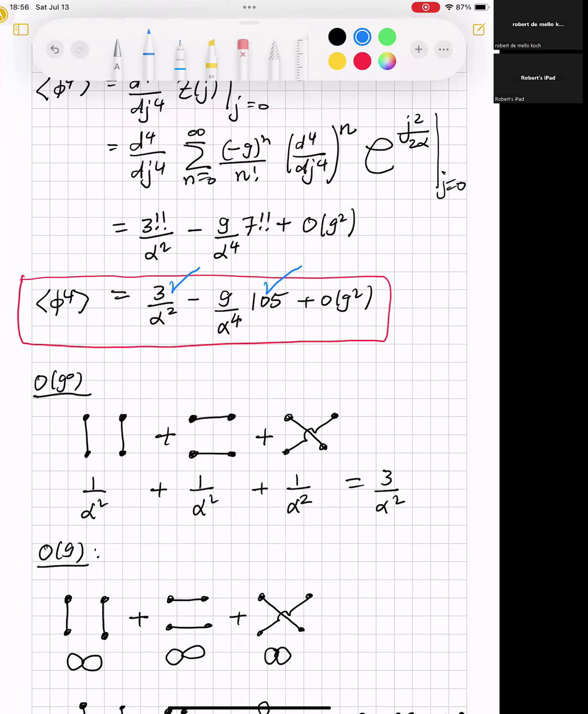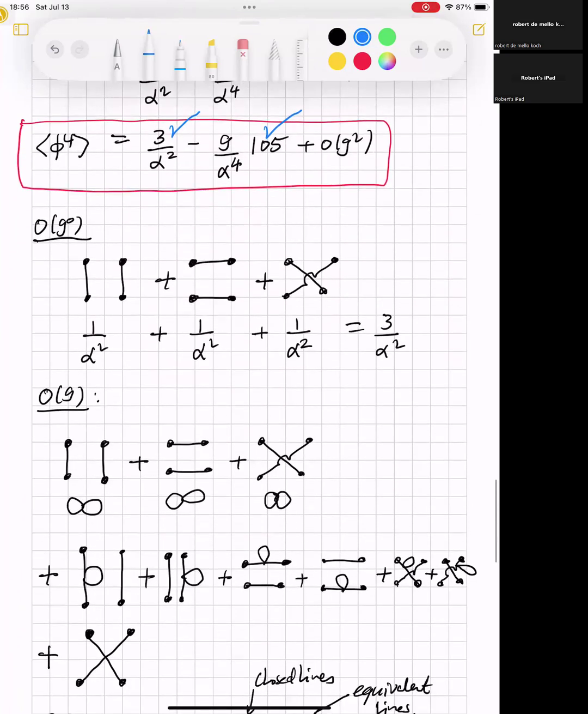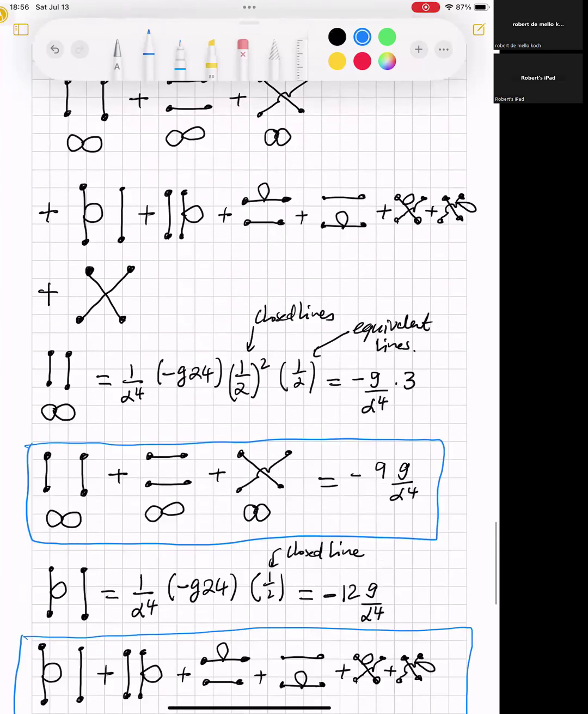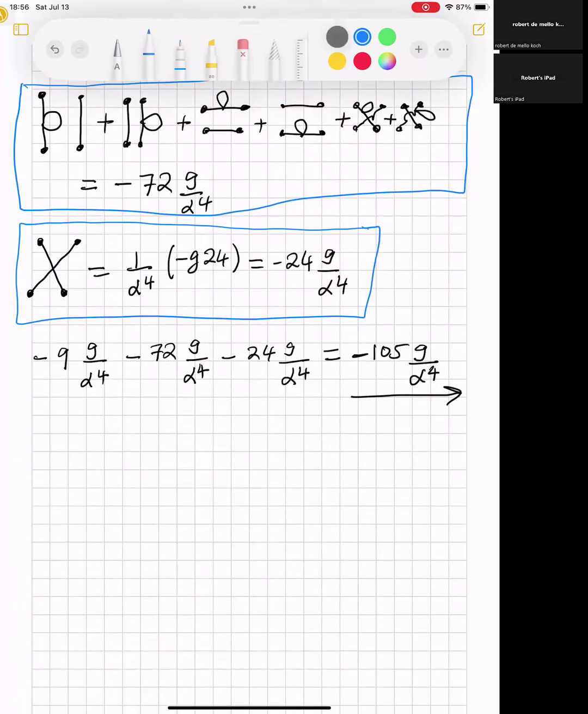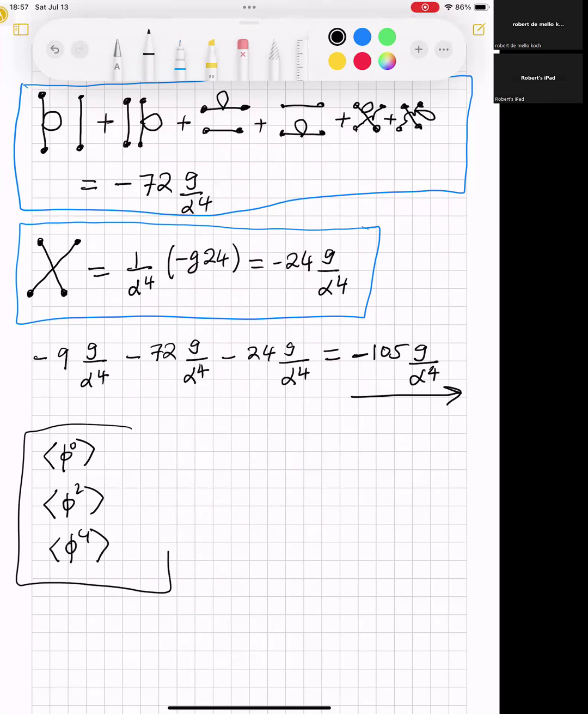Good. So now I've given you a sampling of the use of Feynman rules. We reproduced 3 distinct correlators. We reproduced phi to the 0, phi squared, and phi to the 4. But you should know enough now that if you wanted, you could go ahead and calculate phi to the 6, phi to the 8, or anything like that. You should know enough now that you feel confident working with the Feynman rules, and you could calculate any correlation function you liked to any order that you like in perturbation theory.